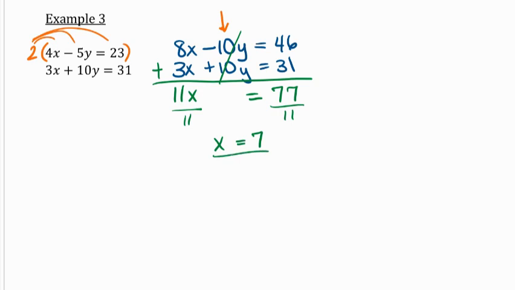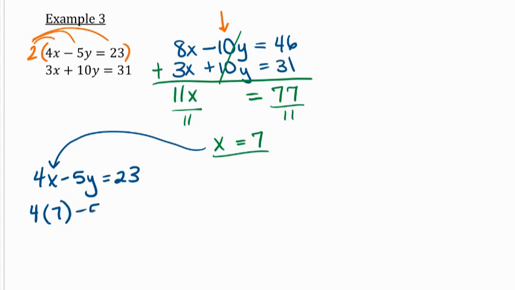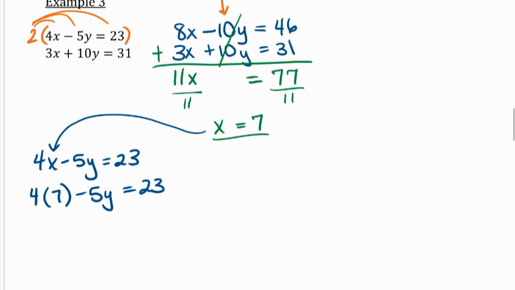Okay, and then same next step. I'm going to take that, plug it back into my other equation. Let's do the first one this time. So I'll take that 4x minus 5y equals 23, and I'm going to plug in 7 for my x. So 4 times 7 minus 5y equals 23. Well, 4 times 7 is 28.